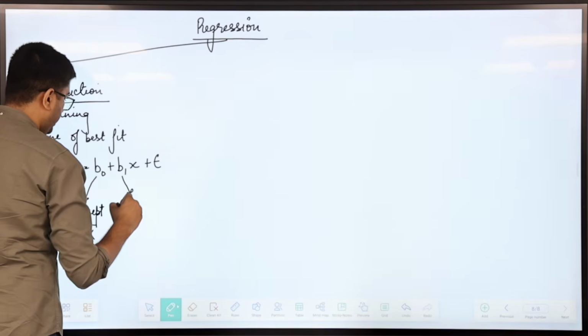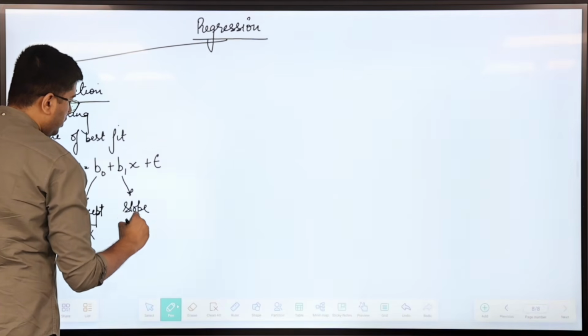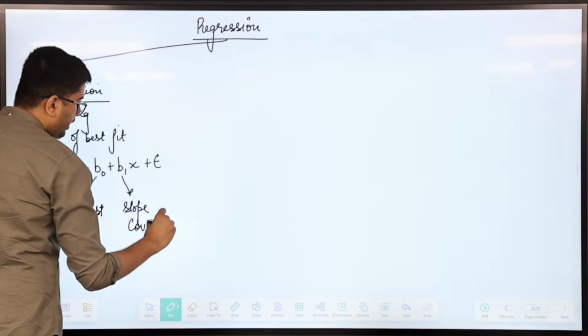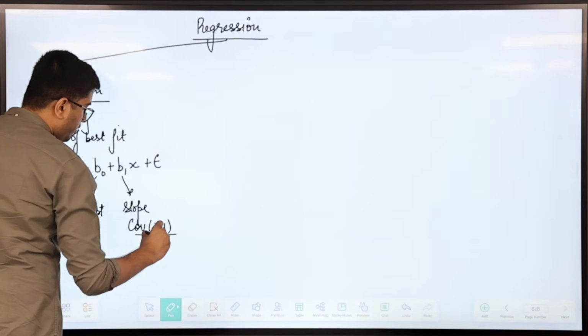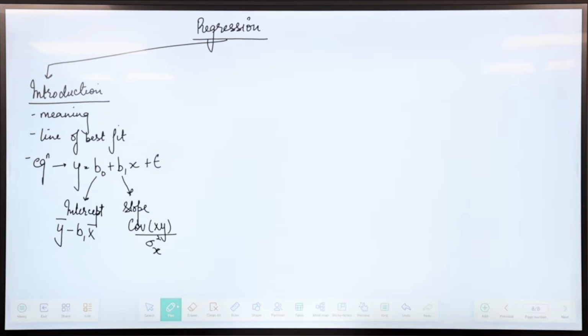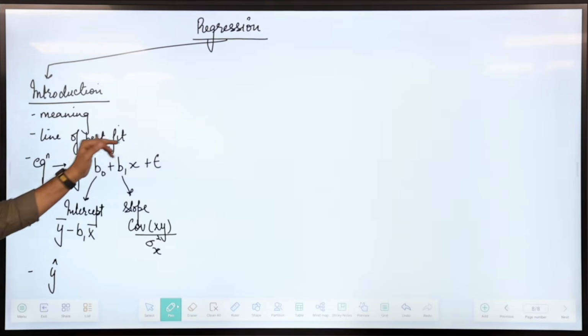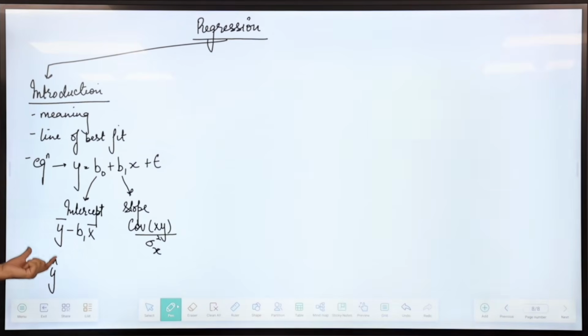And B1 is slope coefficient. This is calculated as covariance of x and y upon variance of x. So variance of independent variable. Now using all of this, you can predict the value of y. The predicted value of y is called y hat. So if you plug in all the values in the equation, the value of y you get, that is called the predicted value.